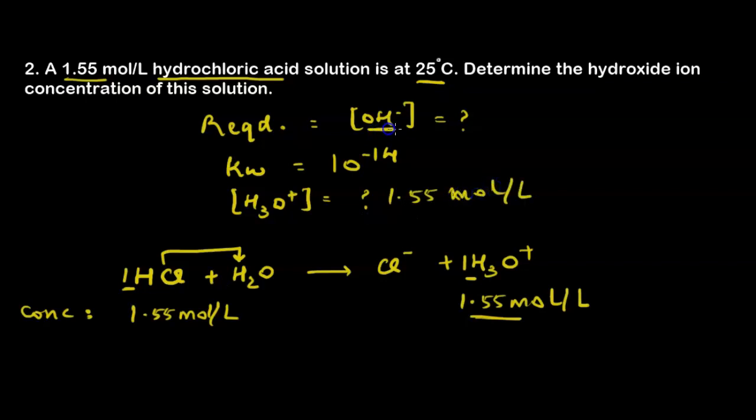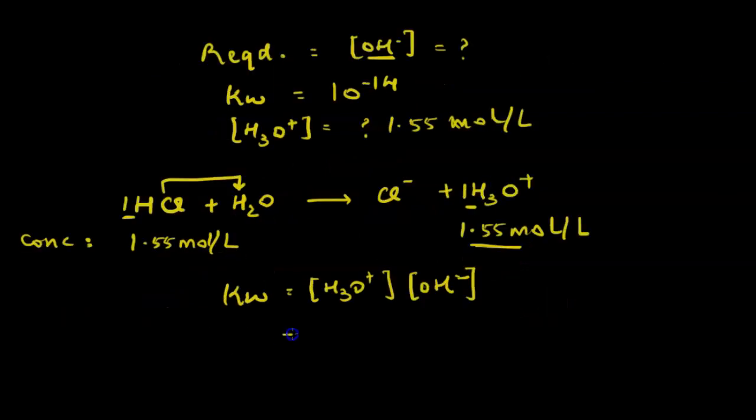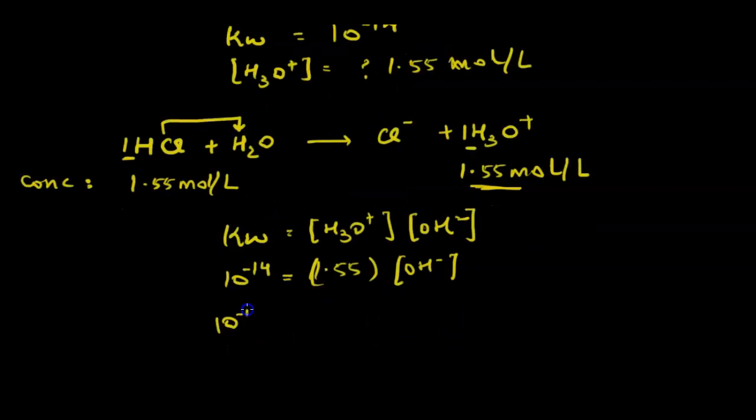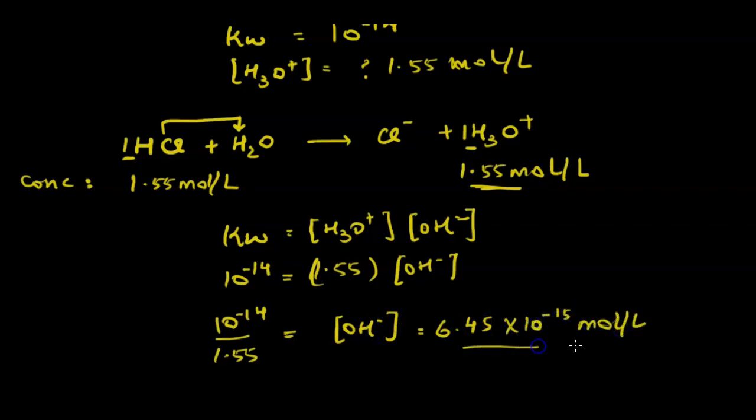And we are just left to find out the OH negative ion concentration. So we can apply the Kw formula. And in the Kw formula, we have to substitute everything that we are given. H3O positive ion or hydronium ion concentration is 1.55. OH negative concentration is what we are looking for, which is 10 to the power negative 14 divided by 1.55, and that is equal to the OH negative ion concentration. And this is equal to 6.45 times 10 to the power negative 15 moles per liter. And this is how we get our final answer for hydroxide ion concentration.